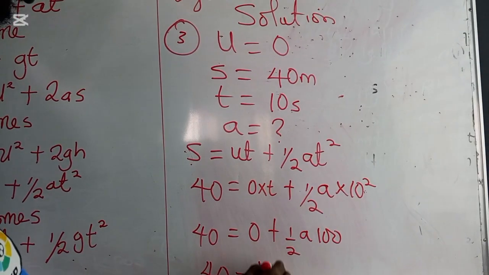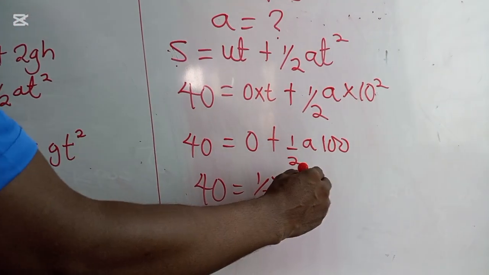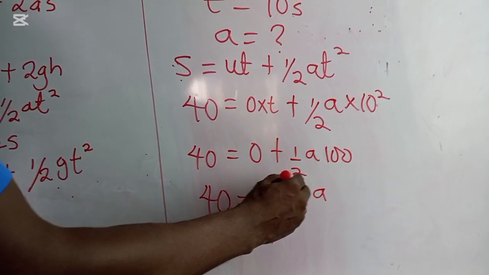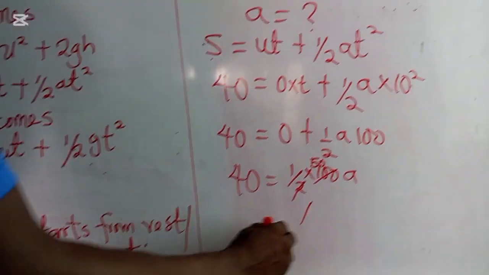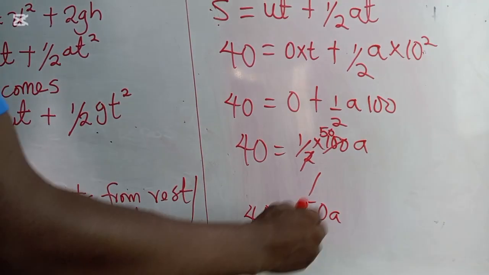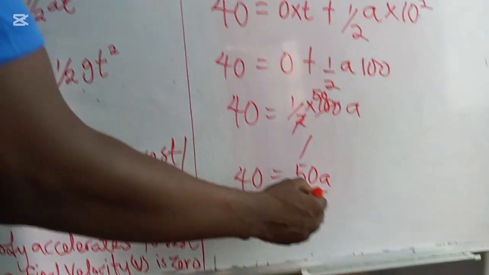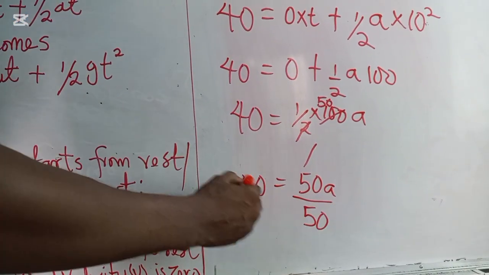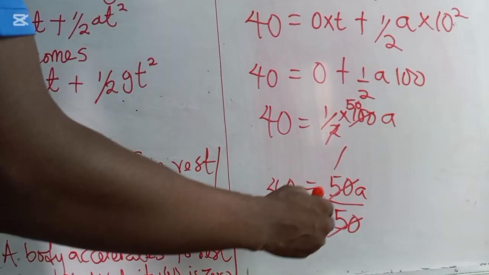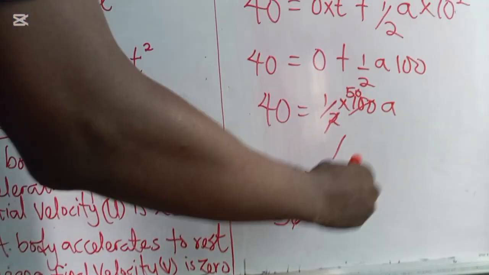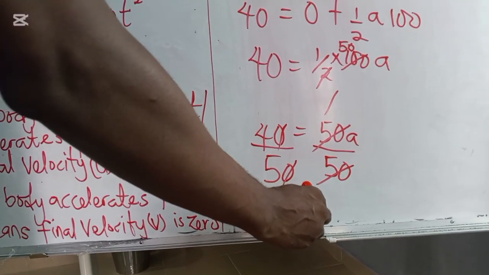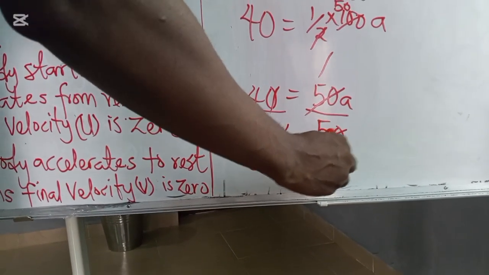So remember, this becomes 40 is equal to, this 0 is off, so you have 1 over 2 times 100a. Now 2 in 2 is 1, 2 in 100 is 50. So we have 40 is equal to 50a. Now to find acceleration, we divide both sides by 50. 50 will take out this, then let's take the 0. So a is equal to 4 over 5 meters per second squared.